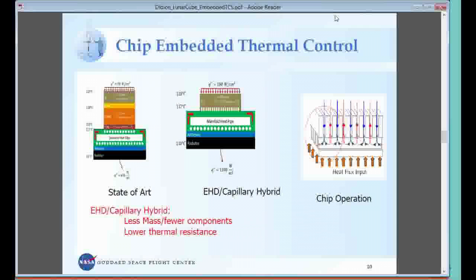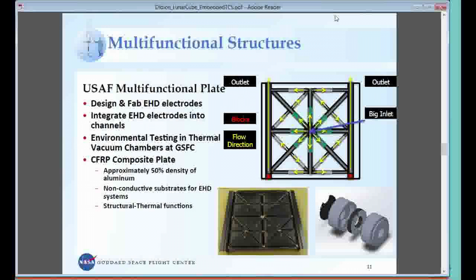Next chart, please. It's the multifunctional plate the Air Force is funding us to do. We're going to try to fly this on TechCube as a radiator. This geometry is probably no good anymore, but this is basically a plate with a series of ducts in it and some electrohydrodynamic pumps embedded in the plate. So this will be a multifunctional. It will be both structural and thermal control.